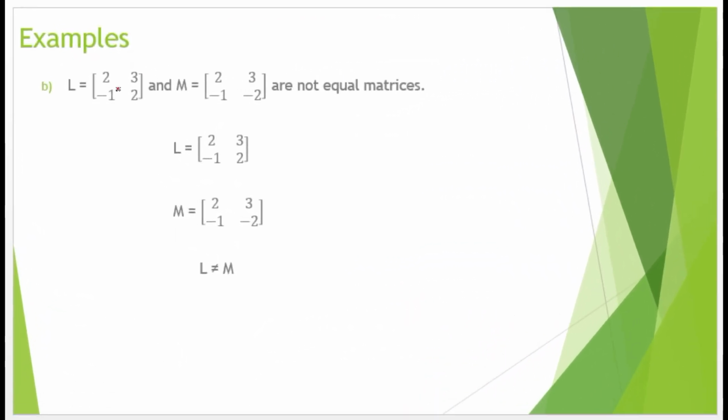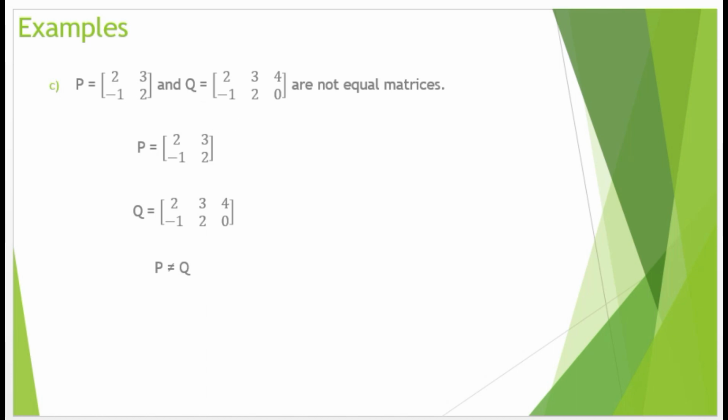In the next example, two matrices M and L are given which are not equal matrices because the orders of both matrices are equal while their corresponding entries are not equal. Therefore these two matrices are not equal. And in the third example, the matrices are not equal because their orders are not equal. If we see, the order of P is 2 cross 2 and the order of Q is 2 cross 3, because it contains two rows and three columns, therefore these matrices are not equal.